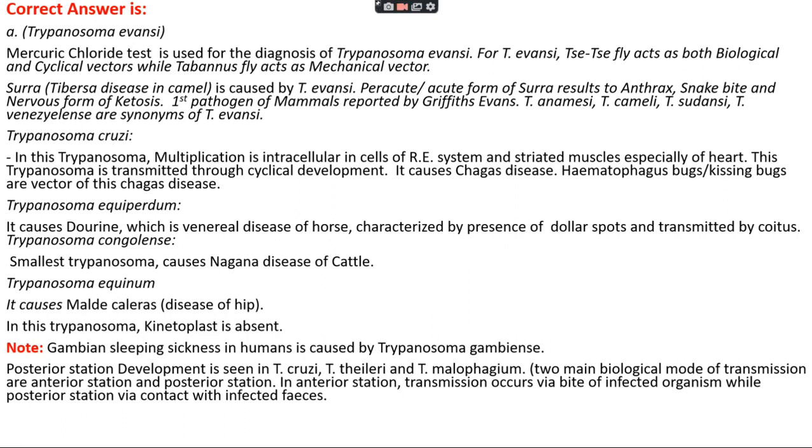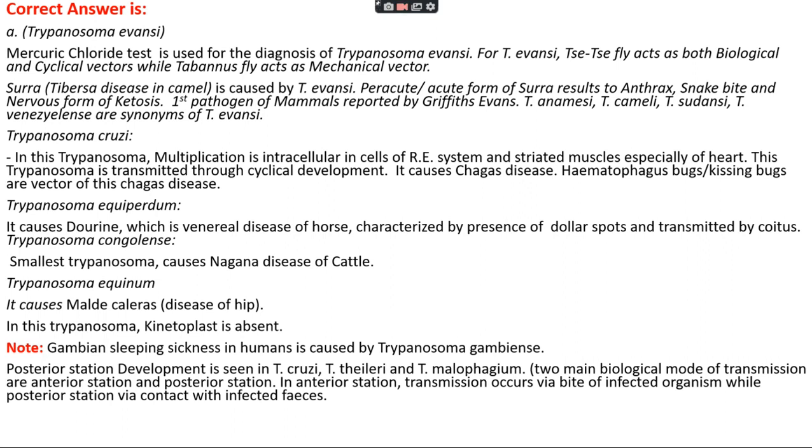Okay. Trypanosoma annamense, Trypanosoma cameli, since it causes Tibersa disease in camel, Trypanosoma soudanense, Trypanosoma venezuelense, these are the synonyms of Trypanosoma evansi. Okay.